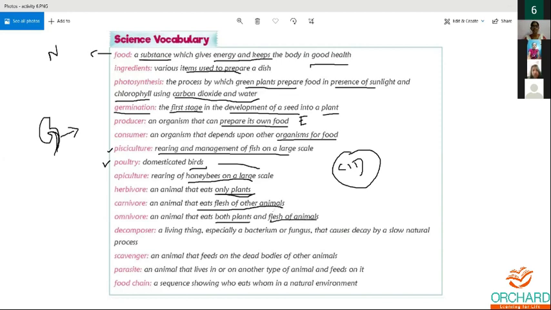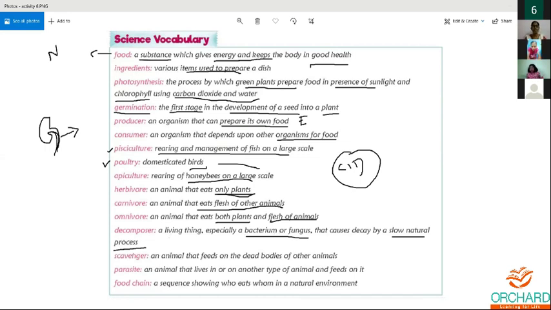So you call this an omnivore. An omnivore is nothing but one that eats both plants and animals, whereas a decomposer is a living thing, especially bacterium and fungus, that causes decay by a slow natural process. It's a slow and very natural process which takes place by living things called bacteria and fungi, which play an important role. You can find them in soil as well.